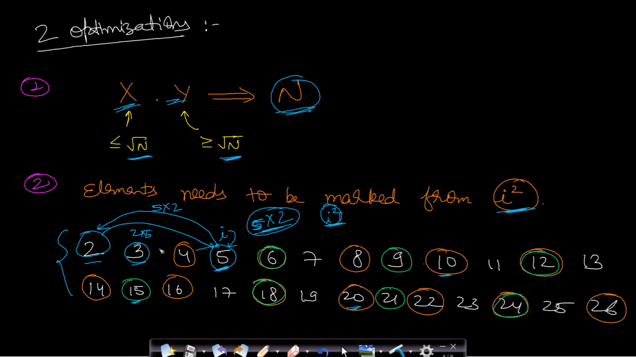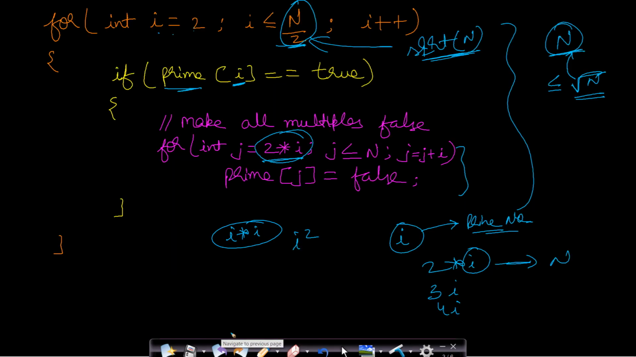Similarly, when you have this 3, we have already covered 3 into 5, which is 15. You can see that 15 has already been marked. Now there is no need to mark this 5 into 3, which is 15 only. So these duplicate markings are removed, and so we will start with I square. This is yet another optimization, that j will not start from 2i, but it will start from I square.